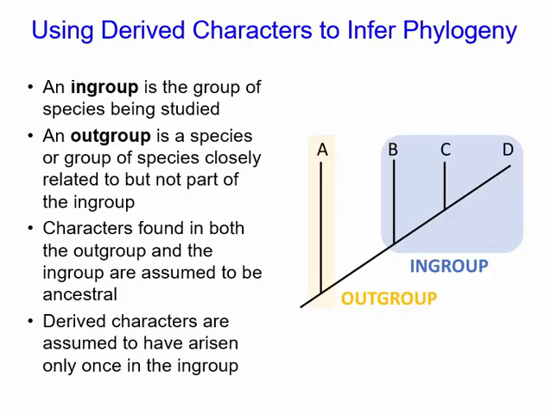But applying our derived and ancestral characters to this model, if we find the same character in our outgroup and ingroup, those are typically thought to be ancestral. Again, this is relative, right? It depends on how far we're going down in the tree. And then those characters within our ingroup, those are our derived characters.